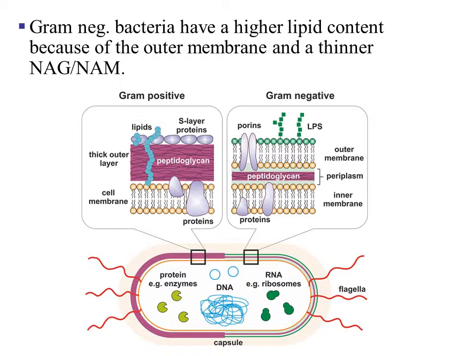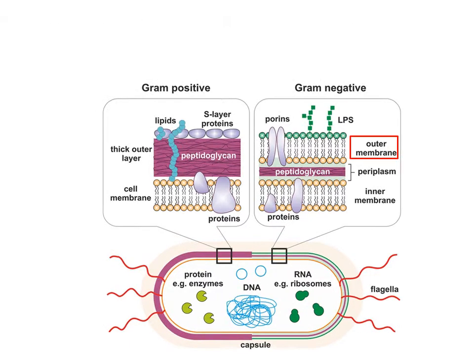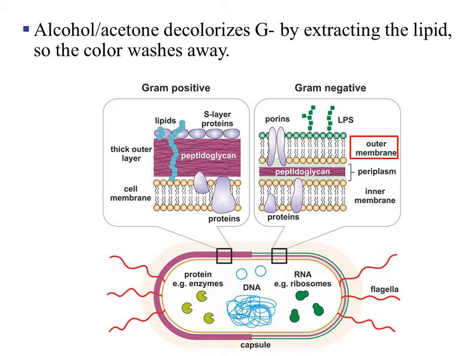Gram negative bacteria have a high lipid content because of the outer membrane and a thinner NAG-NAM. So this is the major difference between gram positive and negative. The gram negative has a very thin NAG-NAM layer, and outside of it you're going to have another membrane. The alcohol acetone mixture is going to decolorize the gram negative by extracting the lipids in the outer membrane. So this is going to remove the color from the gram negative.